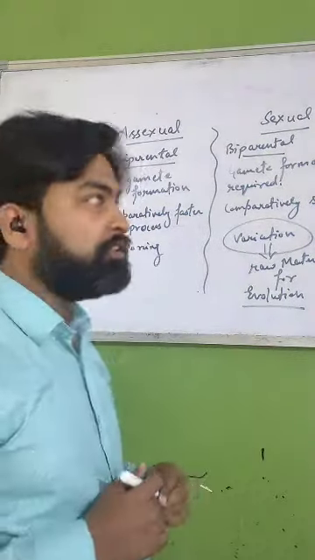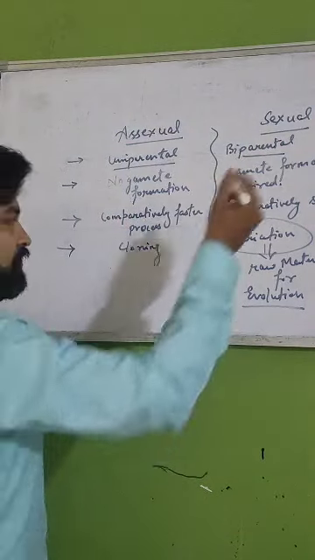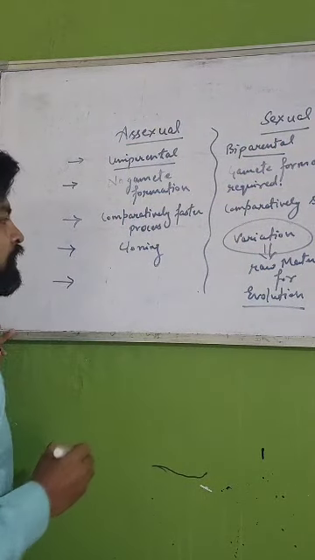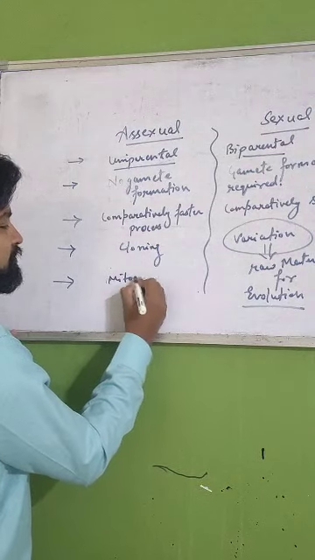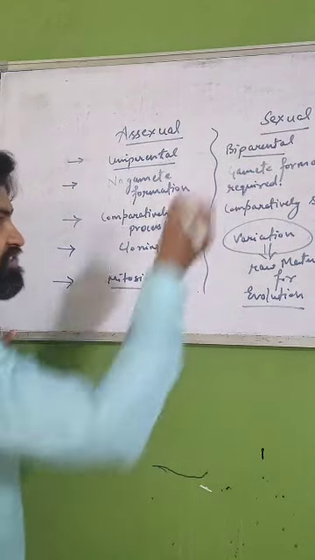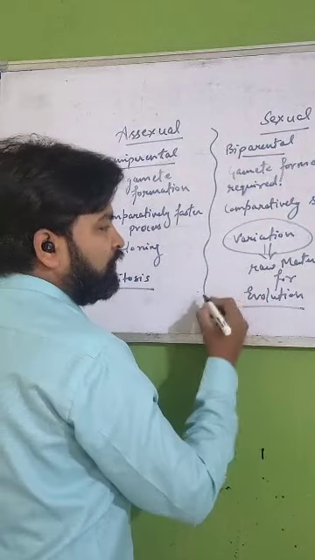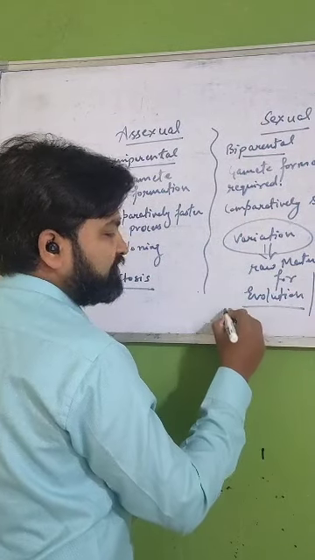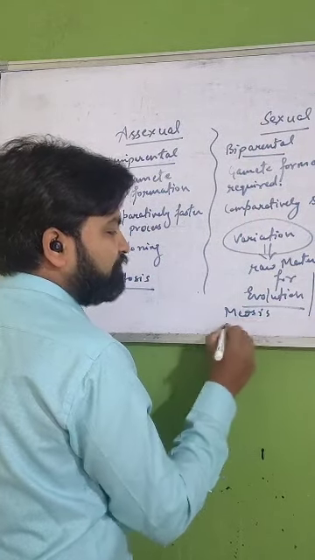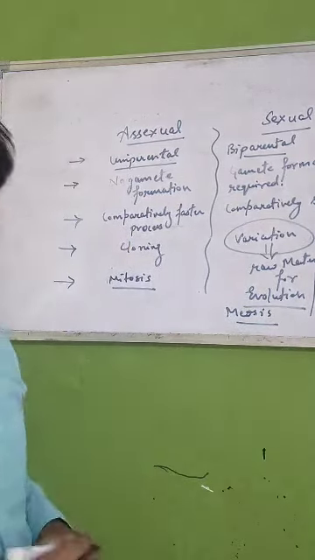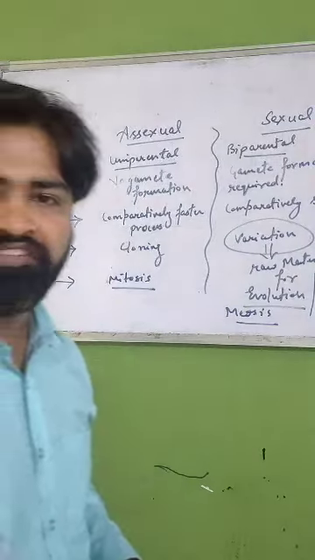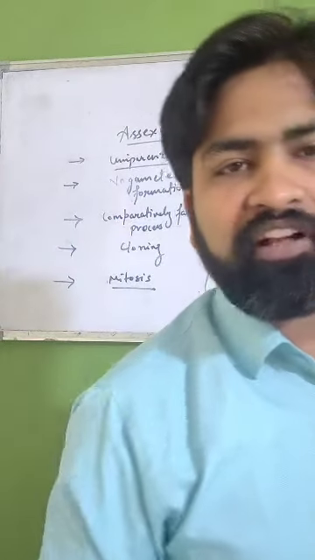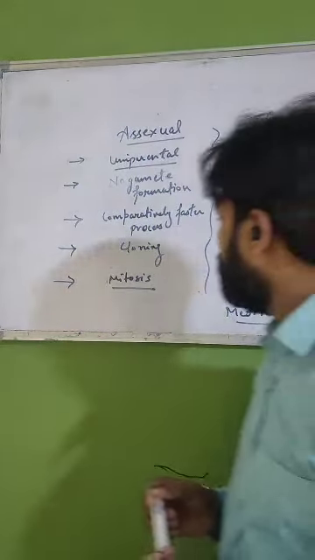If we talk about asexual reproduction, a few more differences. Asexually reproducing organisms show mitosis, whereas in case of sexual reproduction, meiosis can be seen, because the formation of gametes takes place through meiosis. I think you must be aware of mitosis and meiosis. These are two different types of cell divisions.